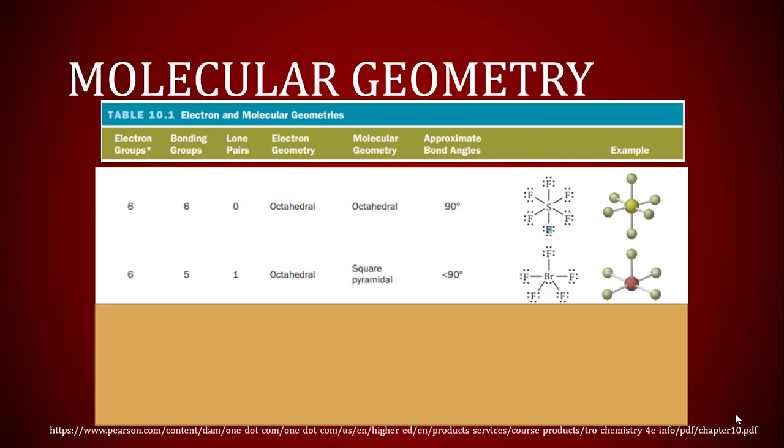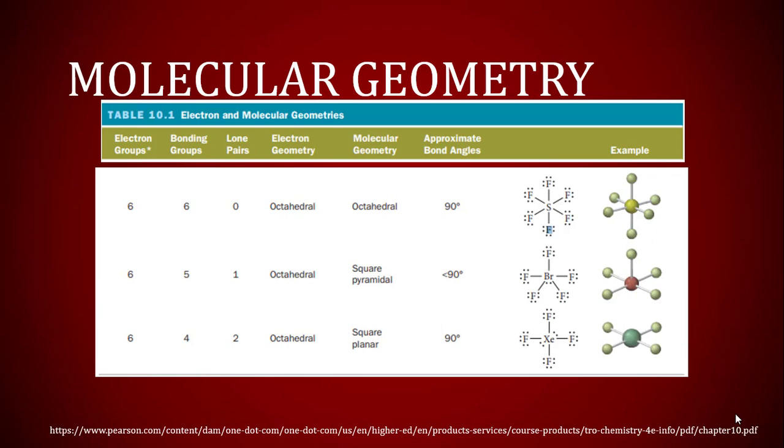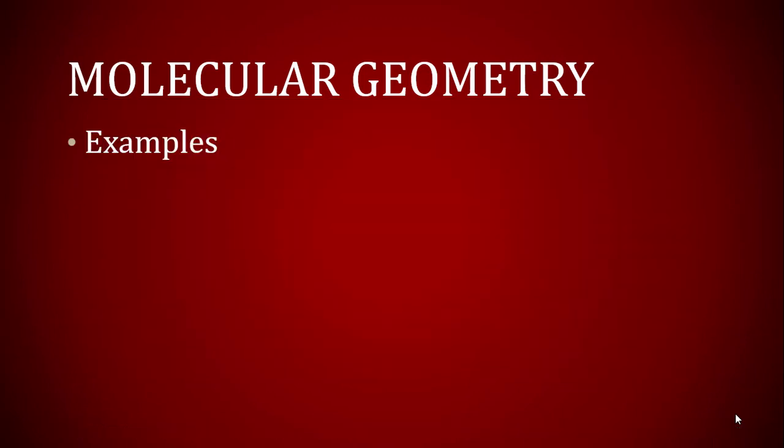degrees. 5 bonding domains, 1 non-bonding domain would be square pyramidal. And last is 4 bonding domains, 2 non-bonding domains, and you get square planar and the bond angles would go back to 90 degrees. So here are some examples.